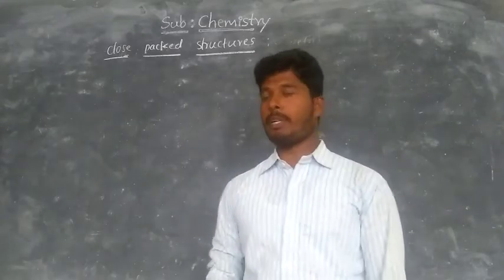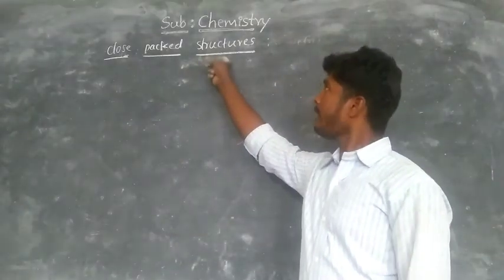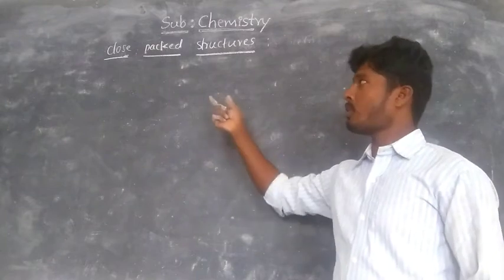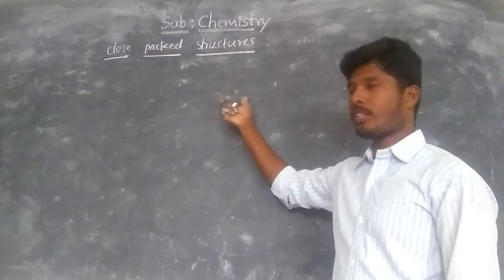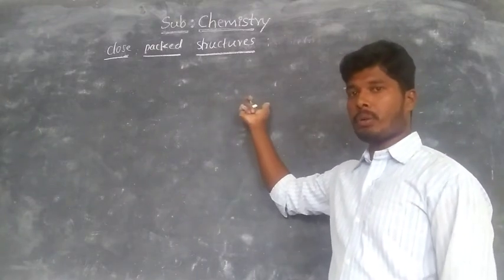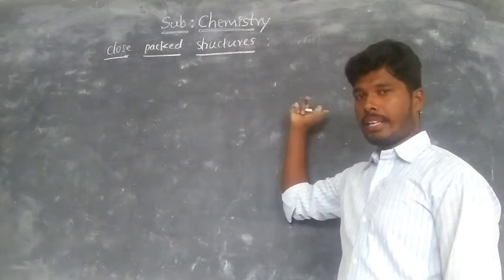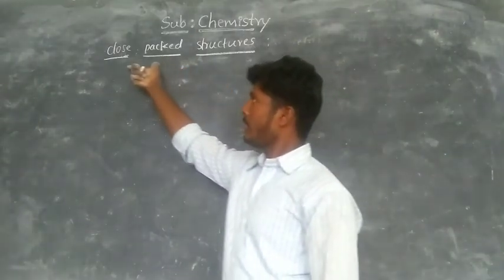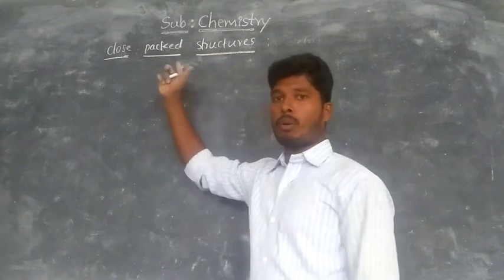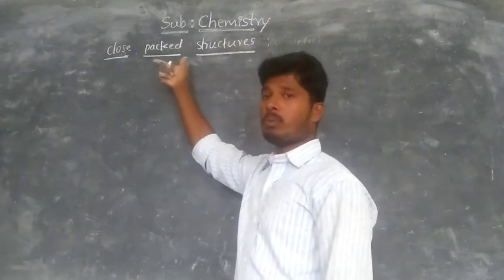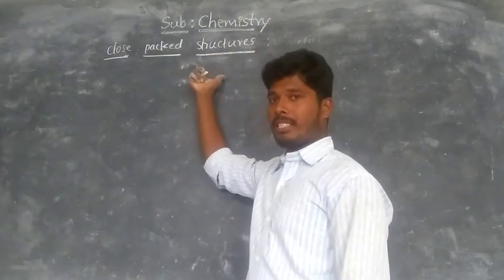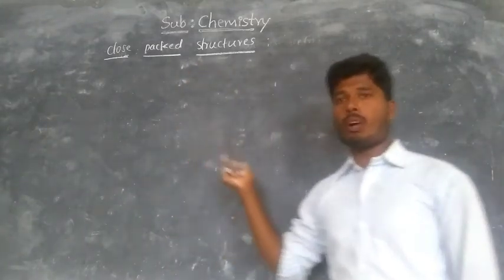The next concept is close-packed structures. After knowing the nearest neighbor distance and the radius and edge length a relation, the next one is close-packed structure. Now observe what is meant by close-packed structure in solid crystals.